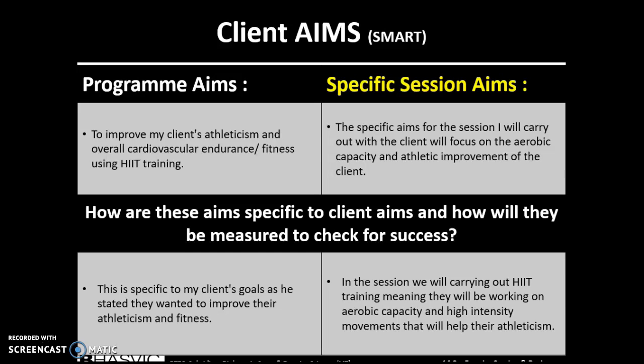So I said this is specific to my client's goals. As they stated, they wanted to improve their athleticism and fitness, as we stated before. And also in the session we'll be carrying out HIIT training, meaning that they'll be working on aerobic capacity and high intensity movements that will help their athleticism. So the client's aims have been linked to the session aims. The session is going to justify the client's goals, so everything that's been used will help them achieve their goal.